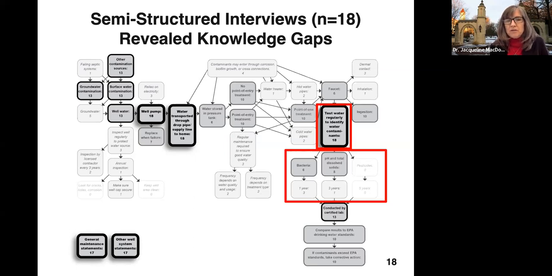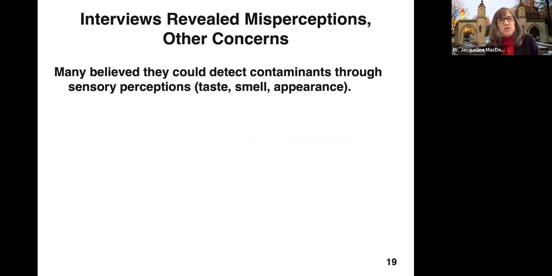And what we found, just for example, with this one is that all of the people that we talked to said that they were aware that well water should be tested regularly. But then if you go down and ask them, well, gee, what should you test for? They really didn't know. And they really didn't know about the frequency of testing. So our initial interviews with these 18 people revealed some additional concepts, which was that many people believed that they could detect contaminants through sensory perceptions. That's something that did not appear in the expert model.